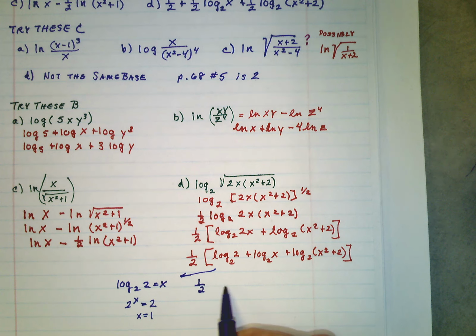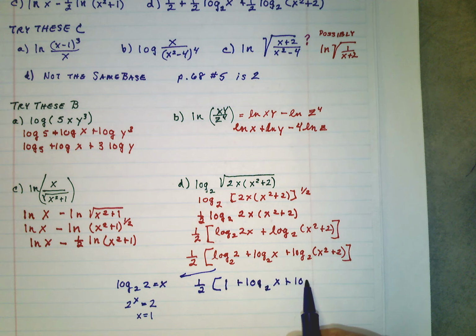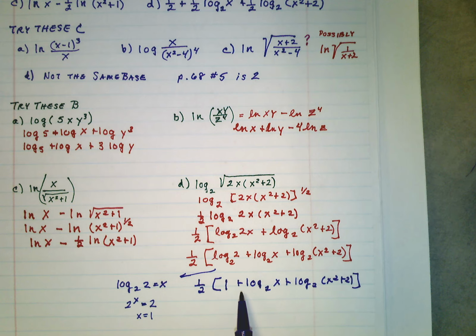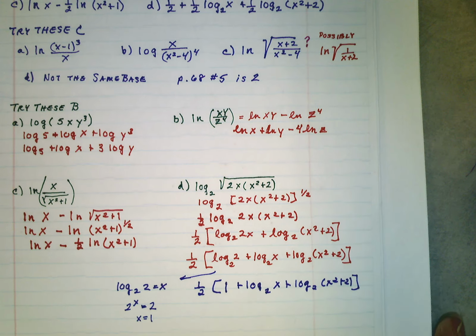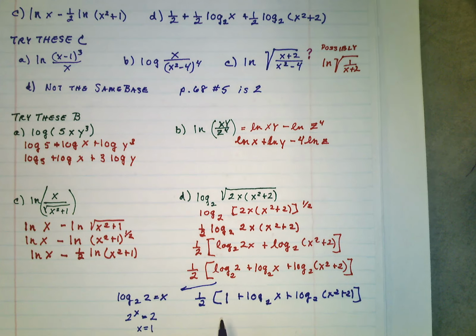So now we have 1/2. This thing here equals just the number 1. Because we have a base 2 and the answer was 2, the exponent must have been a 1. Plus log base 2 on x plus log base 2 on quantity x squared plus 2. Now what they did to get their answer was they distributed, which we don't usually do. We usually just leave the 1/2 out there. But they distributed it and multiplied everybody in here by 1/2. And that's how they got their answer.